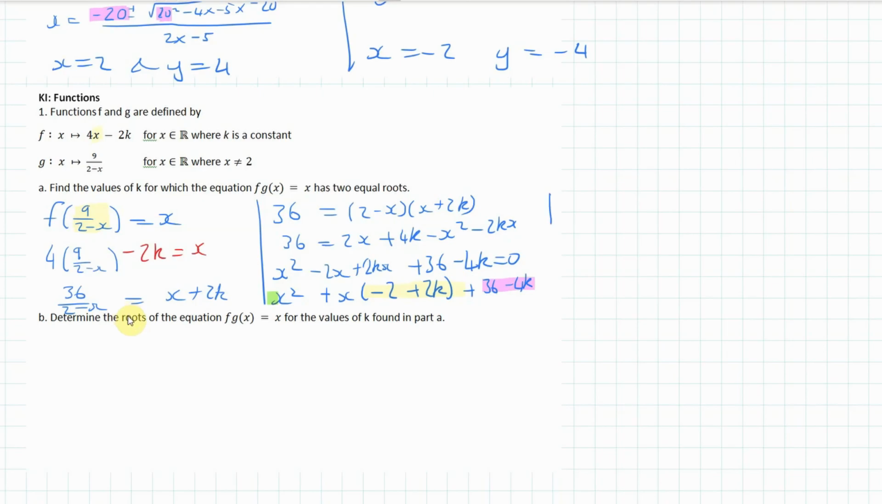Now we've got to find the value of k for which this equation that we've done has two equal roots. So b squared minus 4ac has got to equal 0. So let's take our b squared, that's minus 2 plus 2k. We're going to square that, minus 4 times 1, and then that times that last bracket, 36 minus 4k. Now, what is going to happen here?